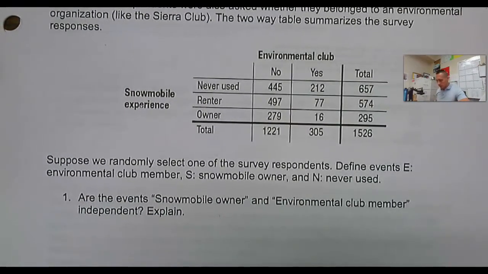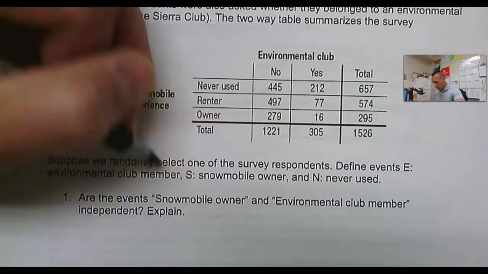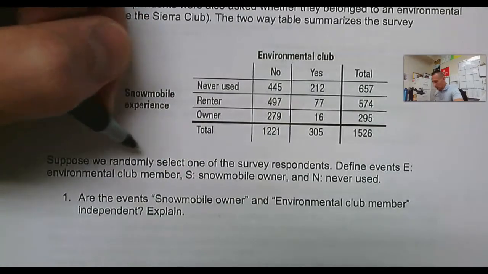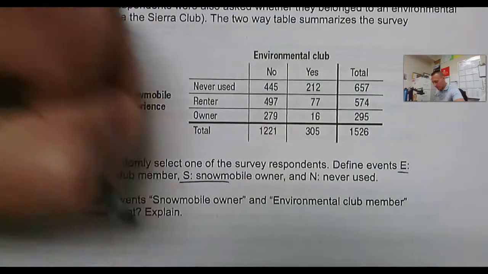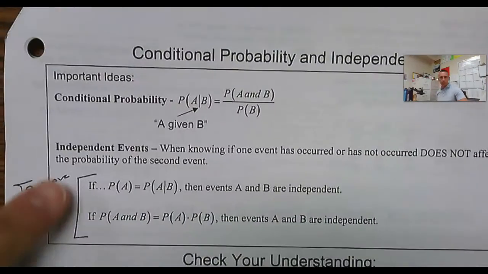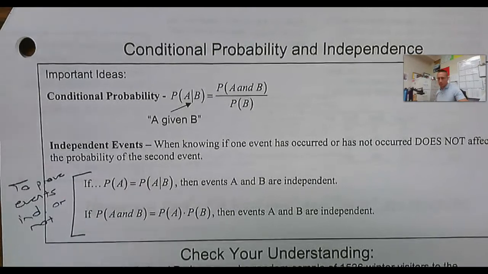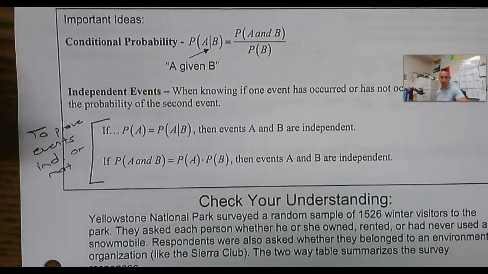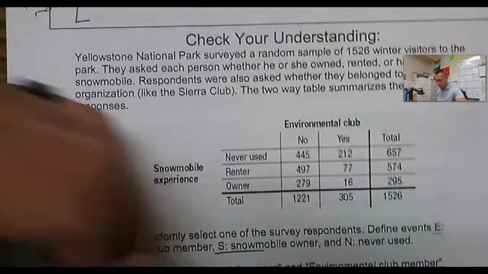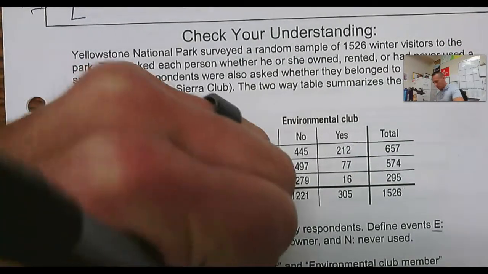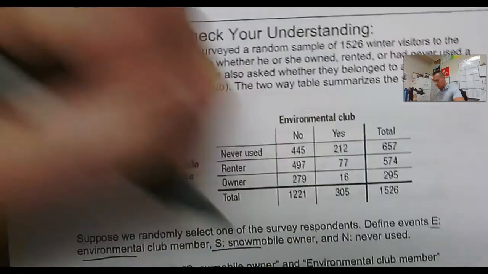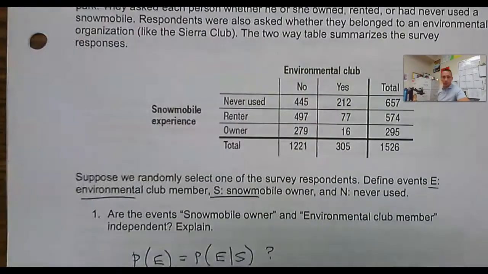All right. Are the events snowmobile owner and environmental club member independent? So we have S is snowmobile owner, E is environmental club member. So I can use one of these two formulas. Doesn't matter which. So there's multiple ways to do this. I'm not going to be able to show all the ways. I'm going to show one way. This is the probability of environmental. Does this equal the probability of environmental given snowmobile? That's what I'm trying to see.